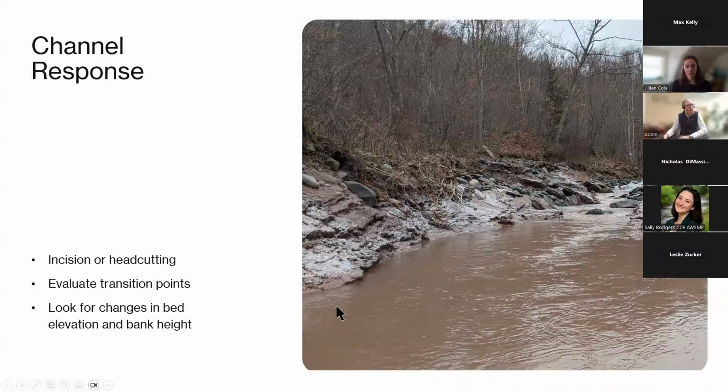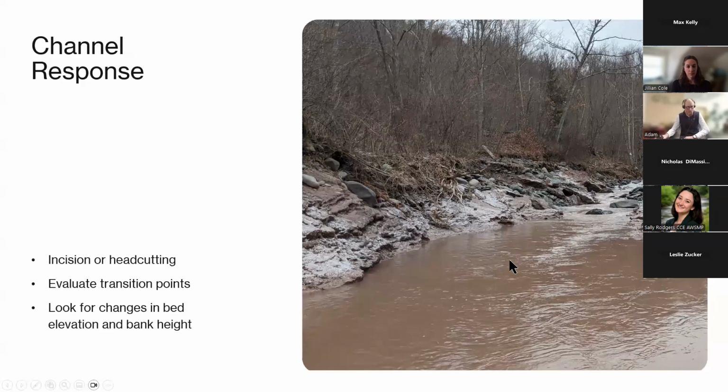It's really important to evaluate the transition points. So anywhere you've got the undisturbed stream coming into the project site, or going downstream to where the project work ended, those can oftentimes be areas that might be more prone to adjustment because of the attempt to tie from this constructed channel into the natural conditions above or below a project.